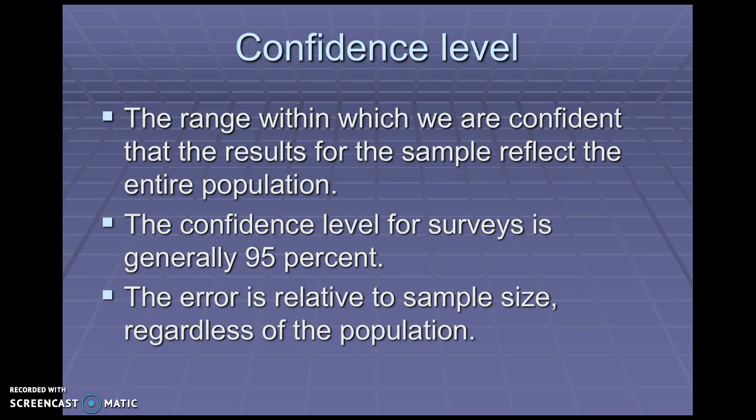So surveys and polls generally look at a 95% confidence level. That is, any poll that you look at, we're basically saying we are 19/20ths sure that these results are correct. Or, out of 20 of these polls, we know 19 will be correct. And the error is relative to the sample size, regardless of the population. What that means is every poll is going to have a margin of error. The margin of error is determined by the sample size.